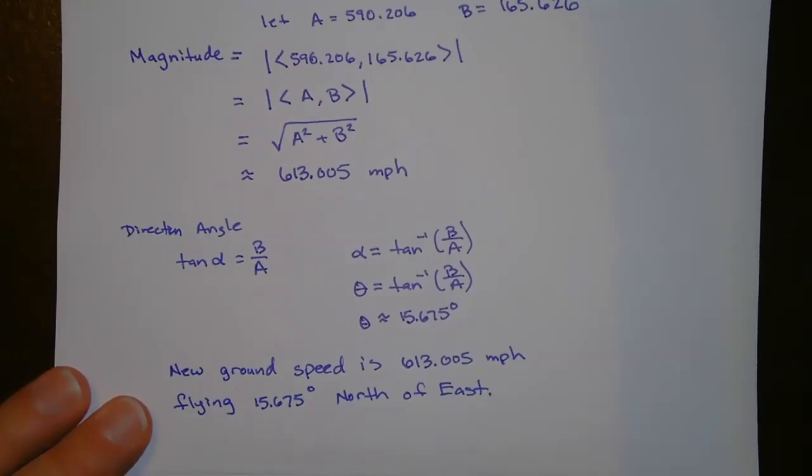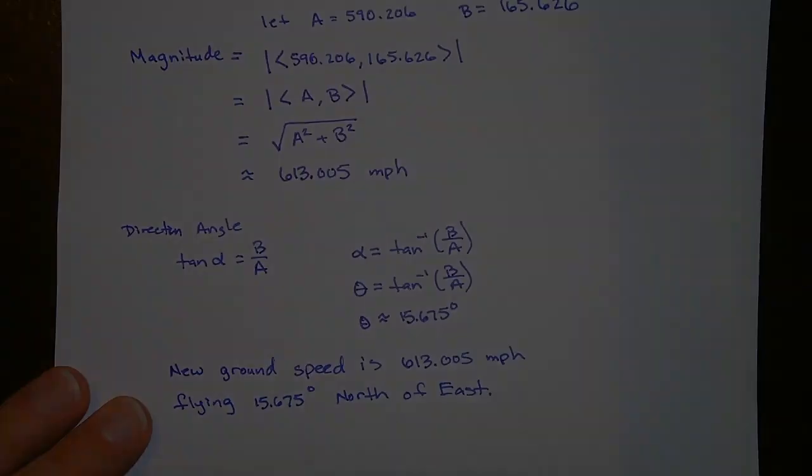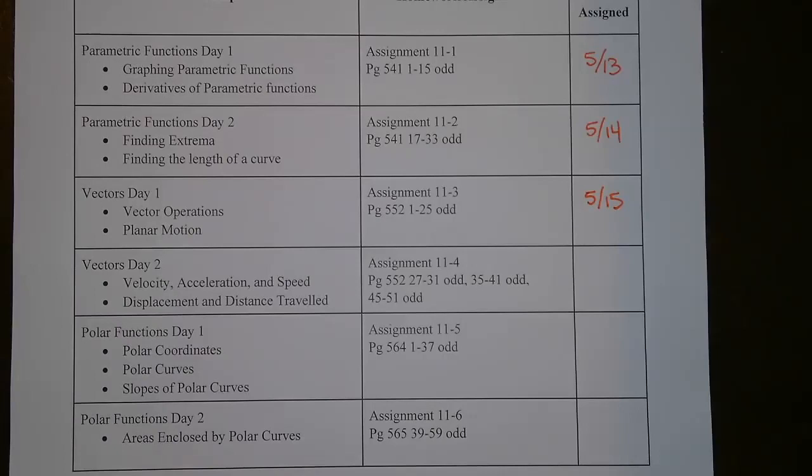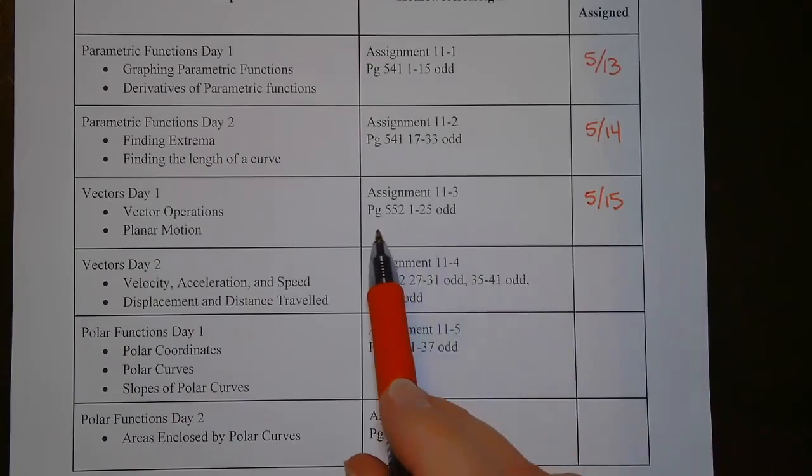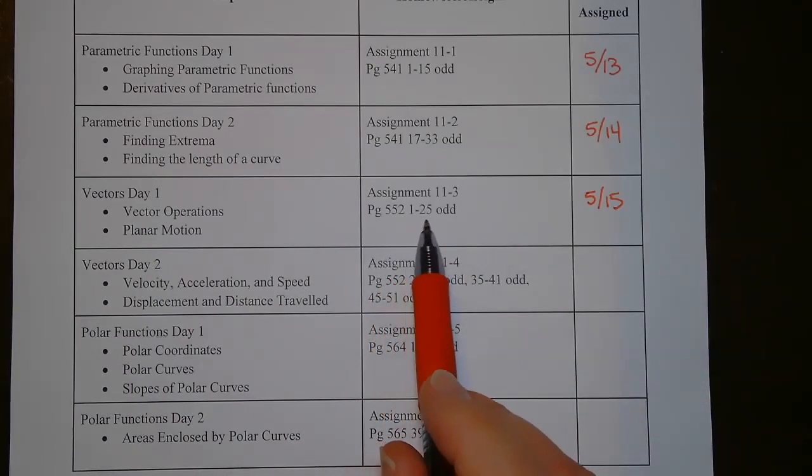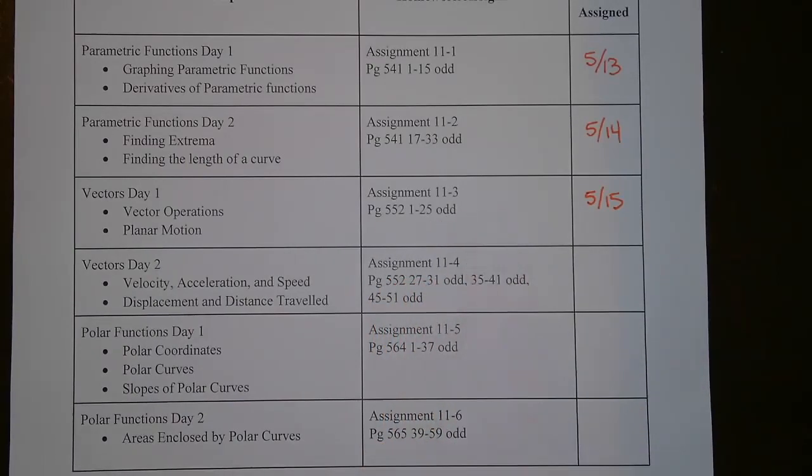Let me get the assignment sheet and we will finish this up. What I want you to do for this assignment, for what you learned today, is page 552, 1 through 25 odd. It's just vector operations, adding, scalar multiplication, stuff like that. And I think there might be a couple planar motions, like what we did just now.